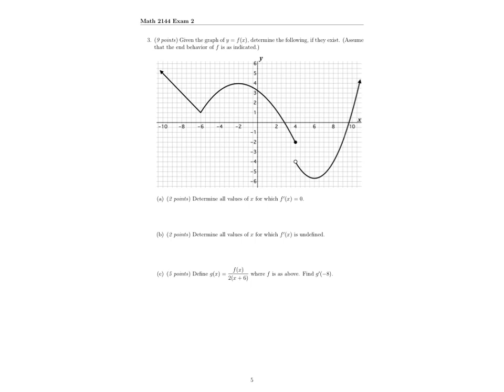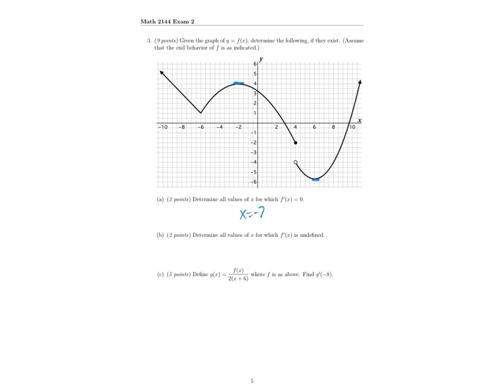Okay, so the next one, I want to determine all the values for which f prime is 0. So I want to look for where the slope of the tangent line is 0. If I look here, you can see that happens at these maxes and mins. Now, I'm not going to do this one because that one actually has a cusp, so the derivative's not defined there. But at x equal -2 and at x equal +6 are where the derivative is 0.